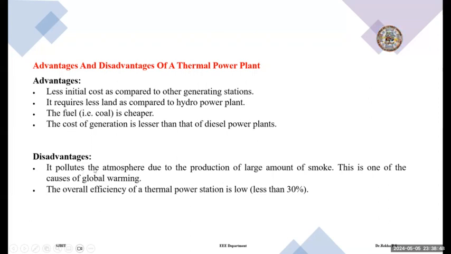Coming to a few disadvantages, a thermal power plant pollutes the atmosphere due to the production of a large amount of smoke. This is one of the causes of global warming. And one more is that the overall efficiency of a thermal power station is low, less than 30%. These are a few advantages and disadvantages of a thermal power plant.